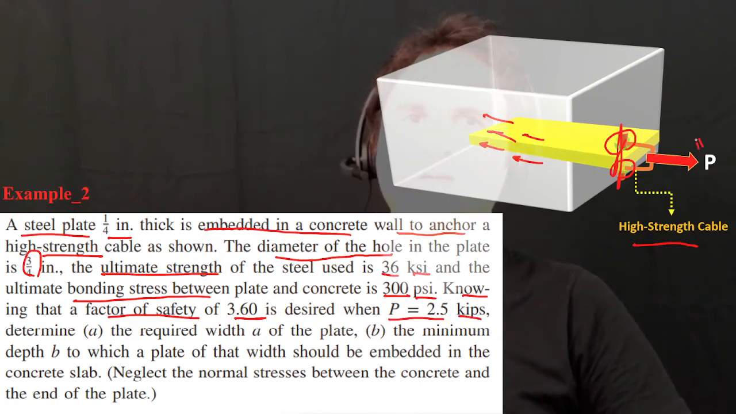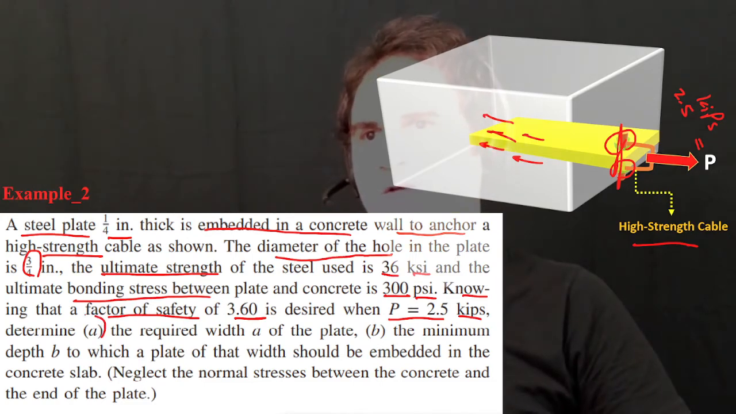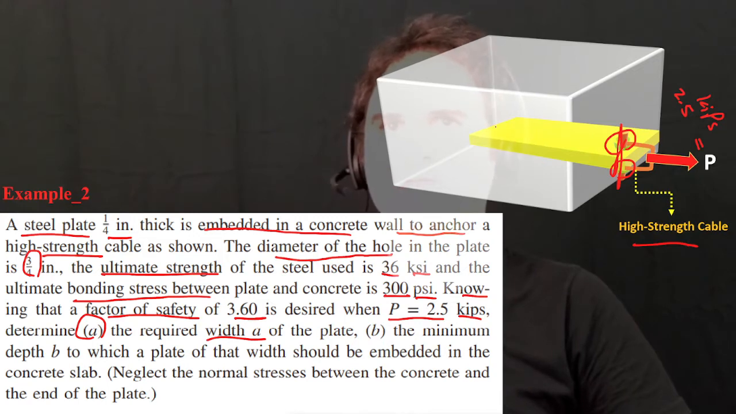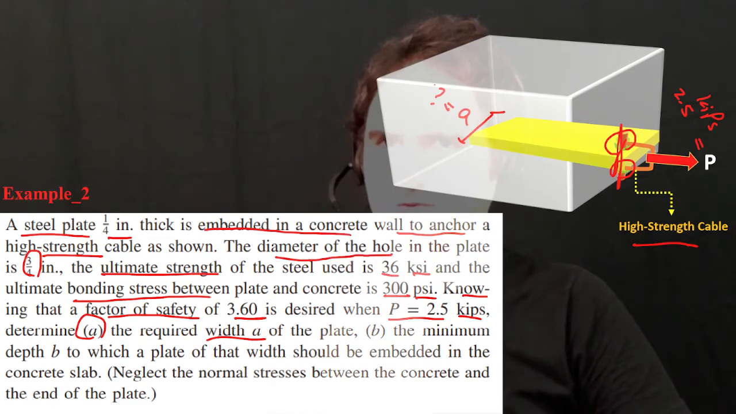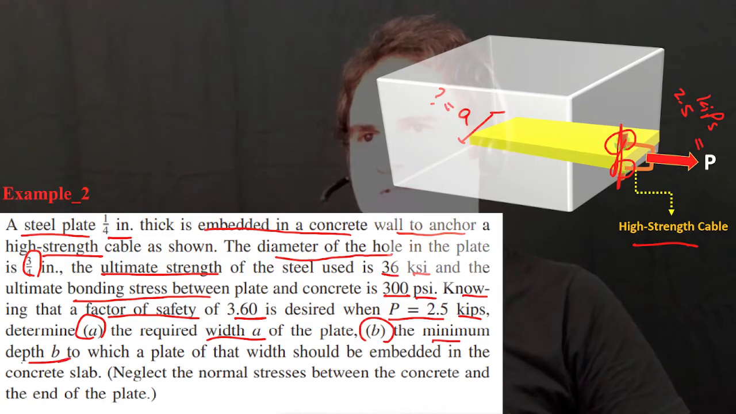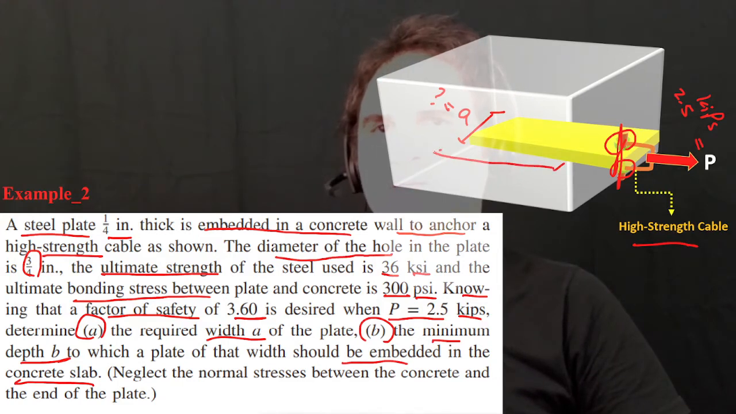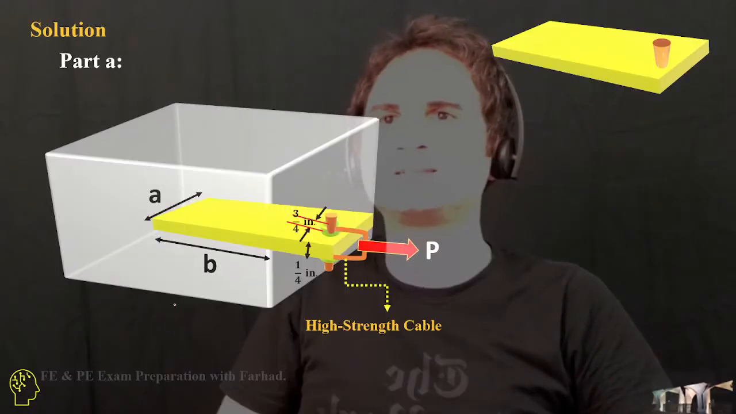So when P is 2.5 kips, first we want to determine the width A of the plate. If this is our plate, we want to know what the width A is. And in part B, we want to know the minimum depth required for the plate so that it can still be stable inside the concrete. Let's approach the problem.